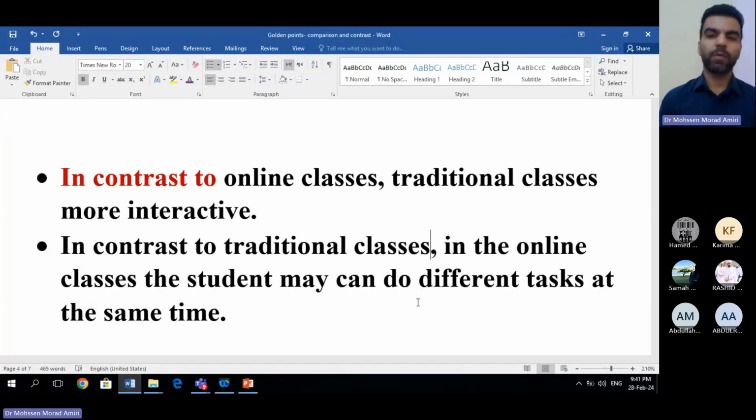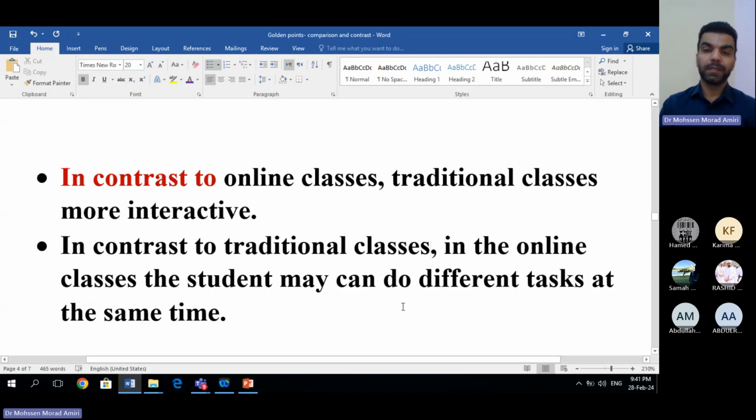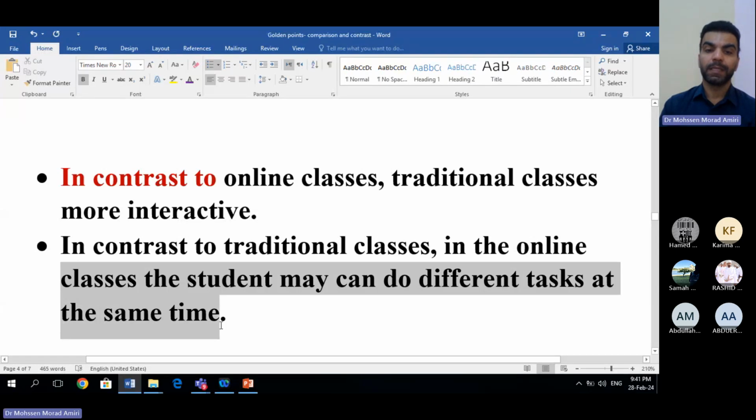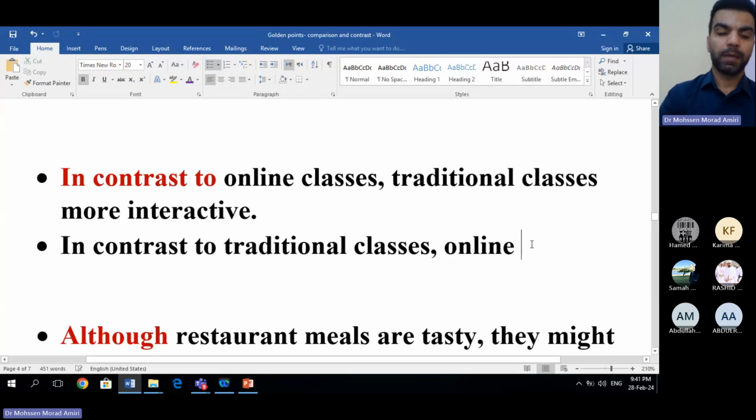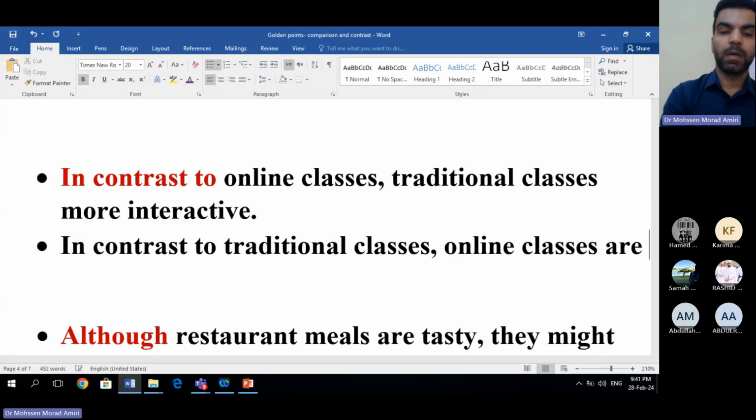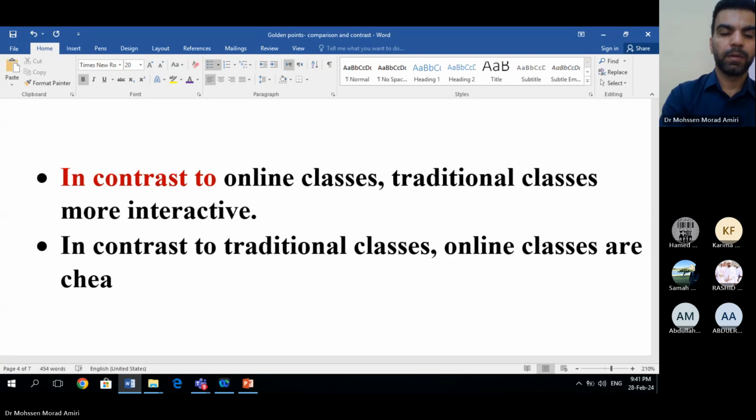So this is just one way that Ms. Karima said that. But the best thing is that, make it simple. Make it simple by saying that in contrast to traditional classes, online classes are, for example, cheaper. Online classes are cheaper. This is the way.